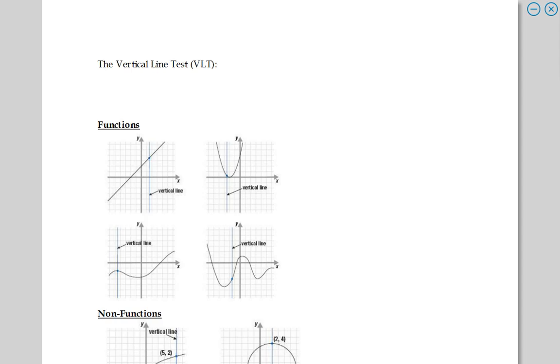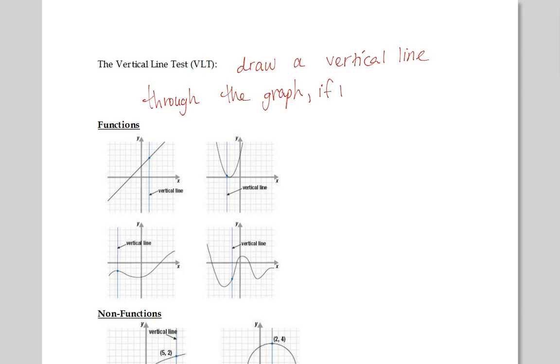And this is all summarized on the next page. It's called the vertical line test. Draw a vertical line through the graph. If it hits more than once anywhere, it's not a function.